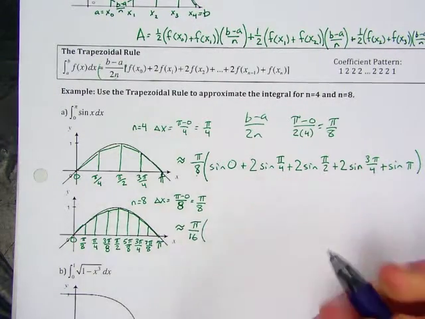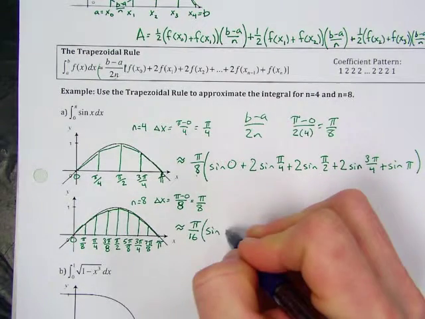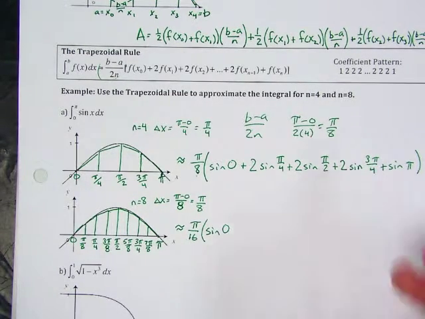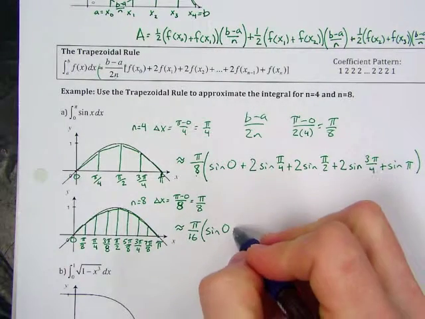Then we just plug in all of our x values using the coefficient pattern. 1, 2, 2, 2, 2, 2. Do the dot, dot, dot. And then finish off.